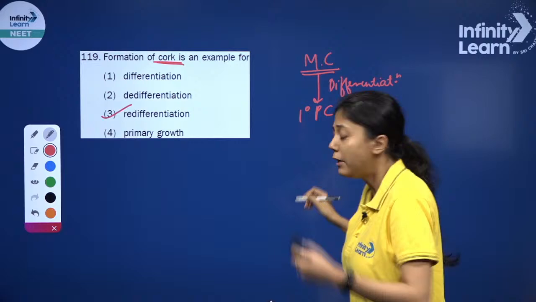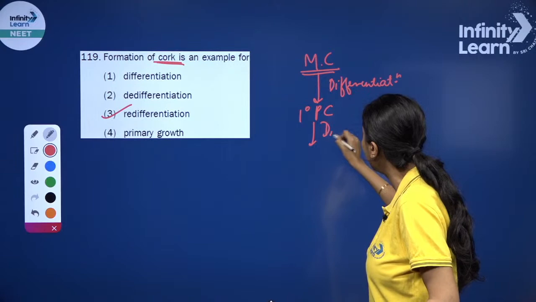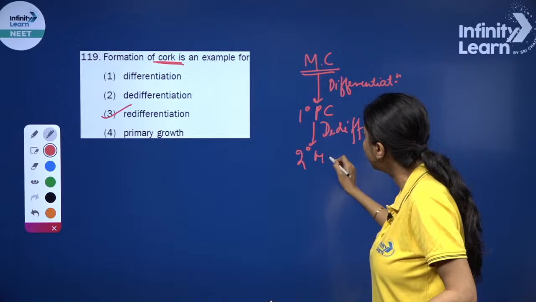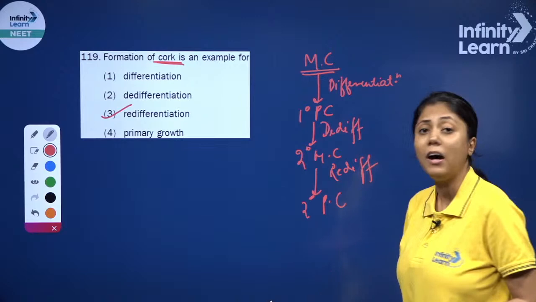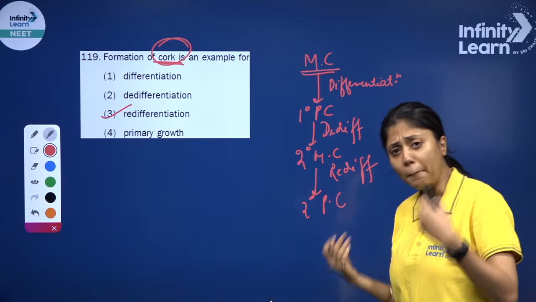Now, some of the primary permanent cells would regain their ability to divide. That is, they would de-differentiate. And they will again form the secondary meristematic cells. And then again, some of the meristematic cells would convert into secondary permanent cells. And this process is known as redifferentiation. So cork, it is formed where? It is formed by the process of redifferentiation.